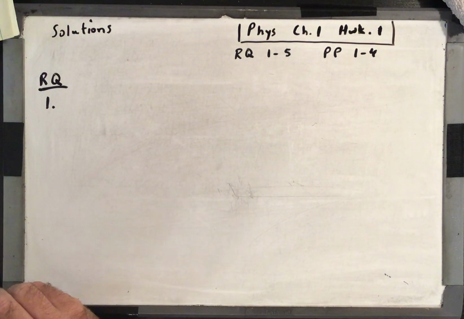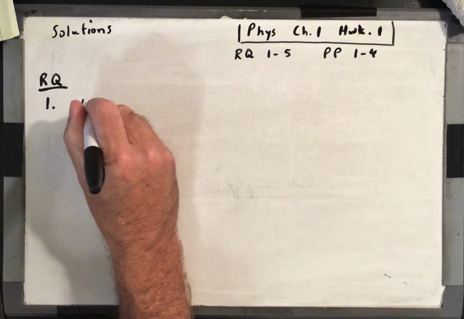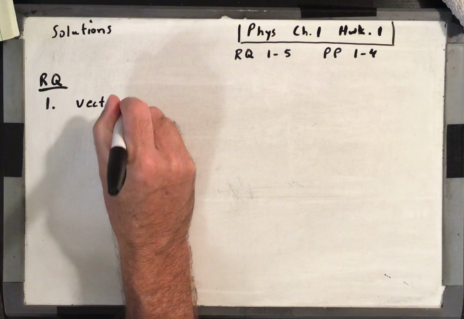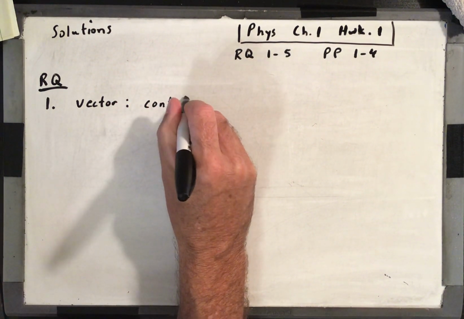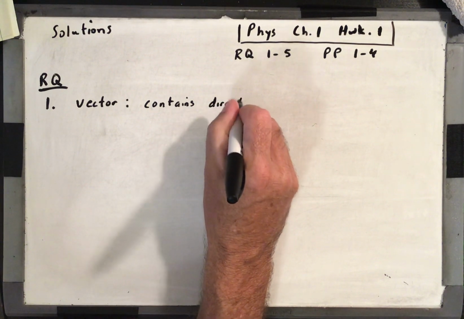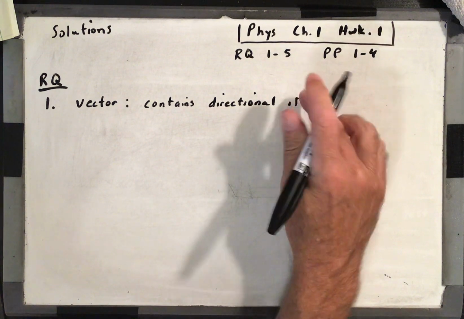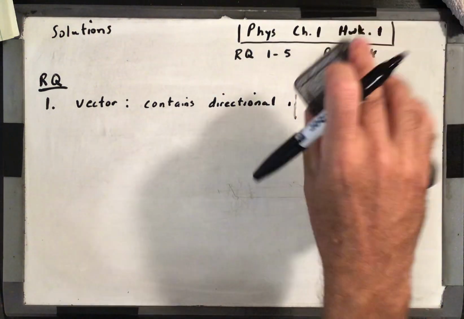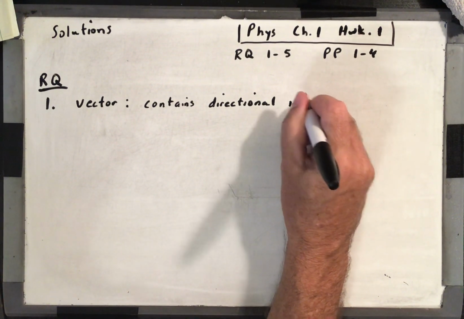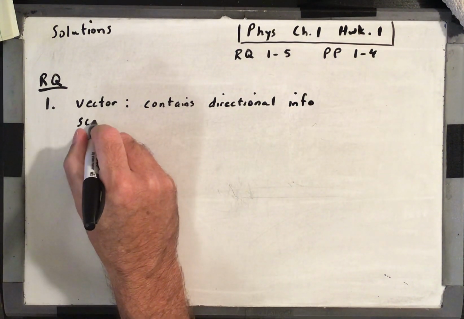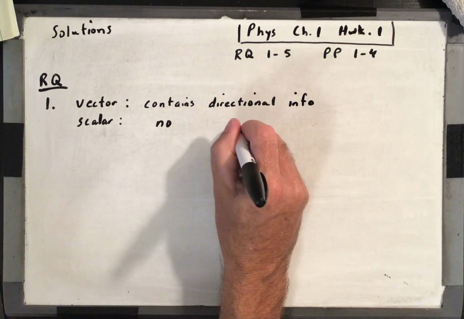What's the main difference between a scalar quantity and a vector quantity? Well, a vector quantity contains directional information, whereas a scalar quantity has no directional info.